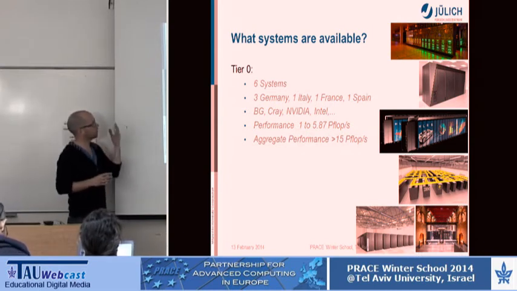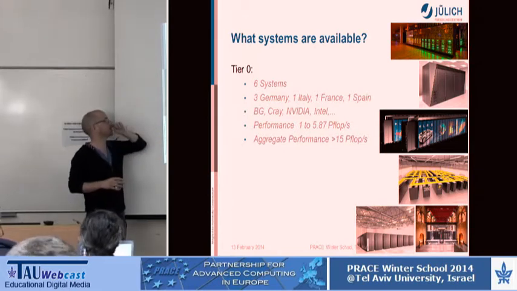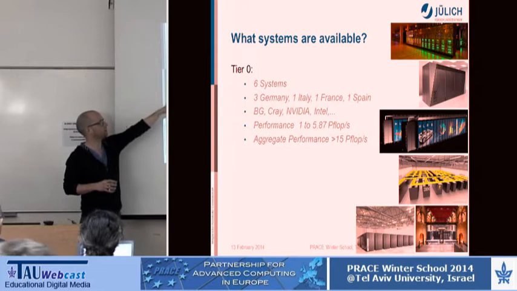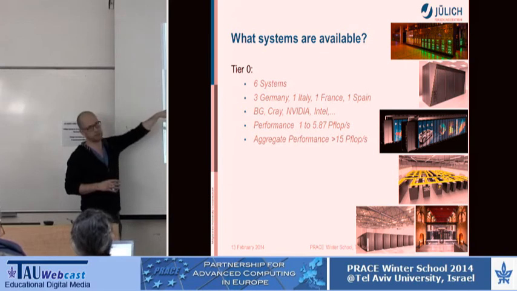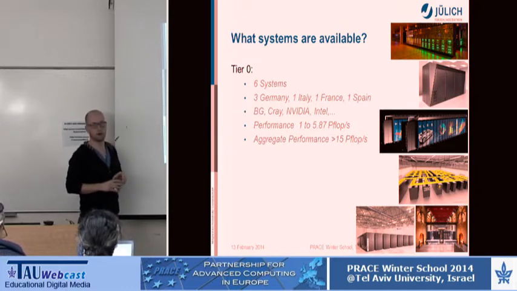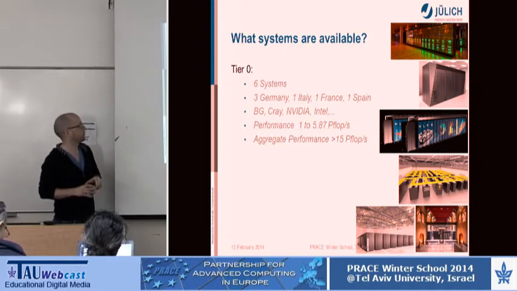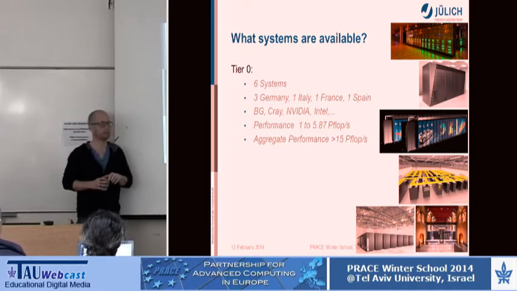What systems are available has probably already been discussed a number of times. At the tier 0 level, there are 6 systems, 3 of them German, and the others from France, Italy, and Spain. You have different architectures inside: the Blue Gene, the Cray, the Intel machines. A lot of the performance comes from the MIC architectures and from NVIDIA GPUs. The theoretical performance of the systems ranges from 1 to about 6 petaflops. The total aggregate performance is greater than 15.